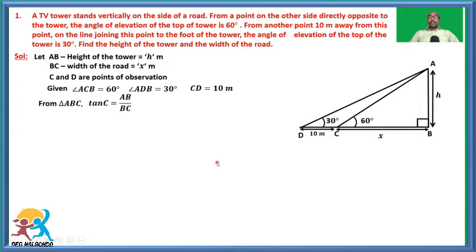Now substituting values, C is equal to 60 and AB is equal to H and BC is equal to X, we get tan 60 degrees is equal to H by X. That is root 3 is equal to H by X. H is equal to X into root 3. So take it as equation 1. Now take triangle ABD.